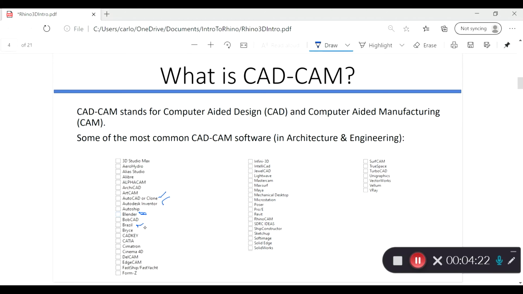Brazil. Rhino actually can install plugins or applications to connect with Brazil. Another very common one is Mechanical Desktop, Pro-E, Revit, of course Rhino, Solid Edge, SolidWorks, and I think those are the most common ones, at least in my experience. But this is a list of all the software out there, or some of them at least.